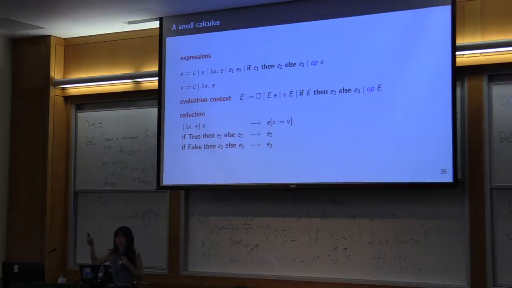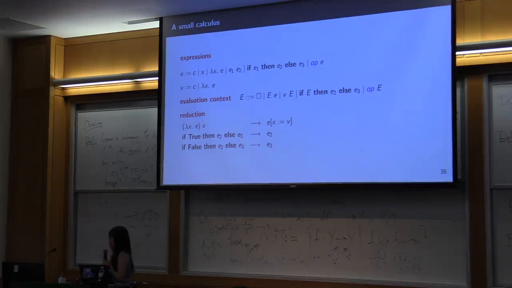But evaluation context basically tells you the evaluation order of things, and in this case, you have to evaluate the function first before you can evaluate its argument. So the evaluation context is either empty, or you try to evaluate the function. Or the function is already a value, you try to evaluate its argument, or you evaluate the condition in the if and else expression, and you could also try to evaluate the argument of the operation if it's not a value yet.